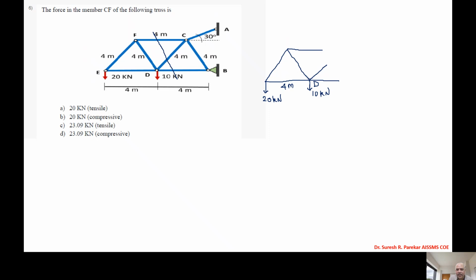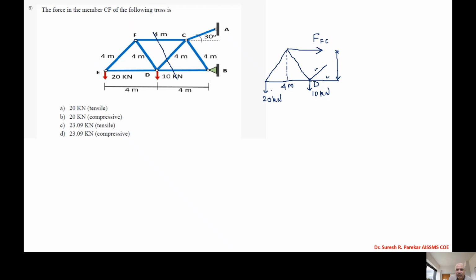And then moment about D: these 2 members which are cut pass through D, so their moment becomes 0. Moment 0 about D. And then we have, due to 20 kilonewton at 4 meters, this is anti-clockwise. To balance it, the force in this should be clockwise, and for this one the arrow should be towards the right. Now this will be the force in FC. Now we have to find this distance.